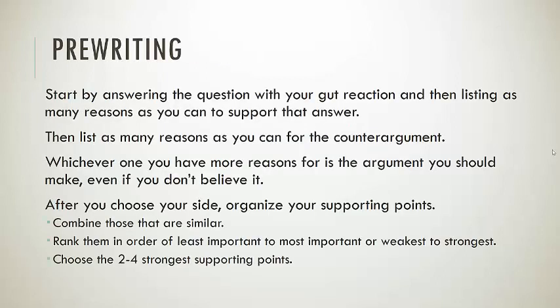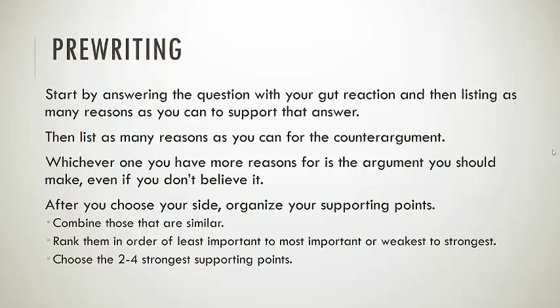Okay, with the pre-writing, you want to start by giving your gut reaction to the question. Then list as many reasons as you can think of to support that. They can be reasons from the article, or they can be reasons from your own head. Then you want to think about the other side of the issue and list as many reasons as you can for the opposition's argument. Take a look at your lists. Whichever one is longer is the one you want to use, even if you don't necessarily agree with that argument. You want to go with what you have more information for, regardless of your own feelings.